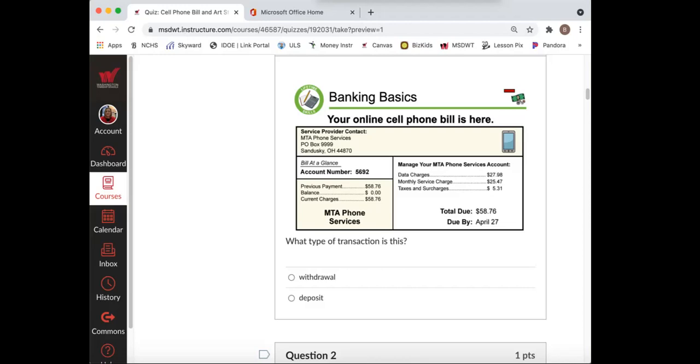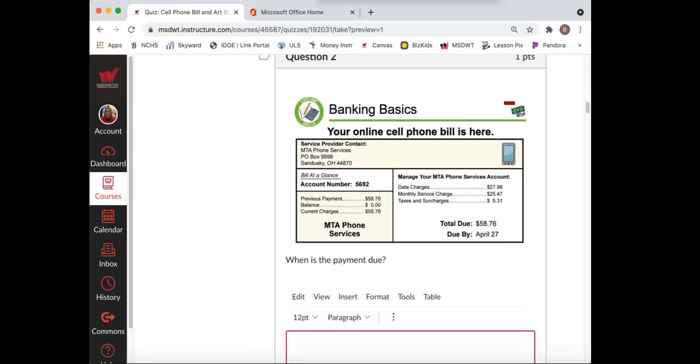Data charges, $27.98. Monthly service charge, $25.47. Taxes and surcharges, $5.31. Your total due is $58.76. It's due by April 27th. So what type of transaction will this be? Is this a withdrawal or a deposit?